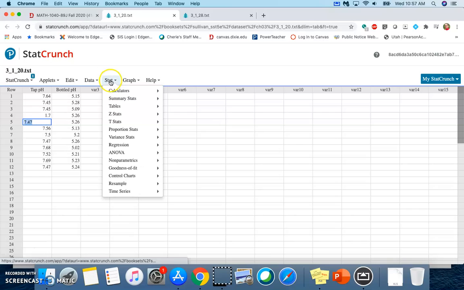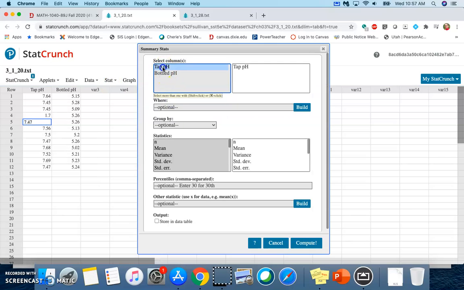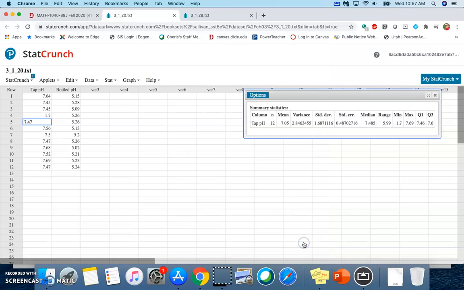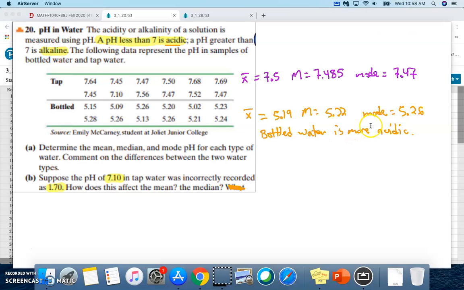So again, I'm going to go under Stat, Summary Stats by column. This time I only need the tap water, and we're dealing with just the mean and the median, which are highlighted. And notice that the mean is now 7.05, and the median is 7.485. So notice that it changed the mean. It dropped it quite a bit, dropped it by 0.45 when I compare the two means. But the median is still 7.485.